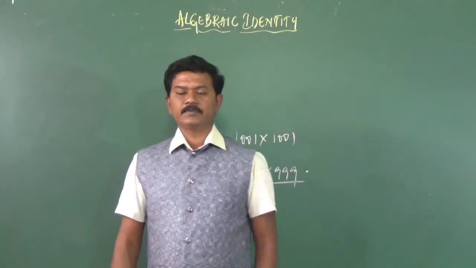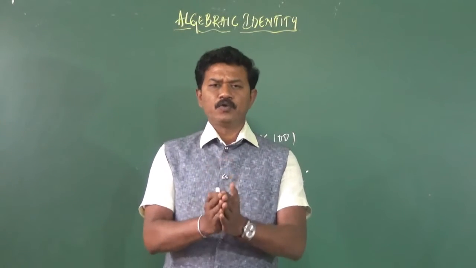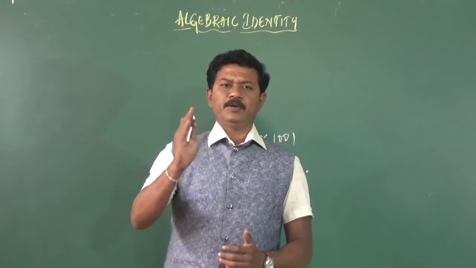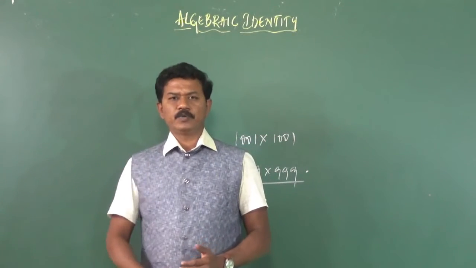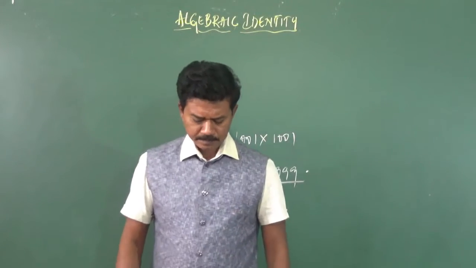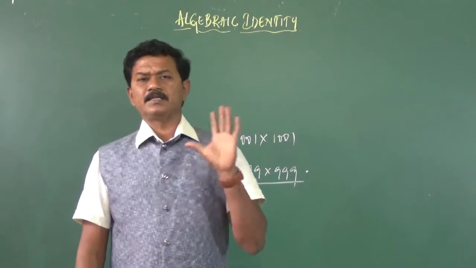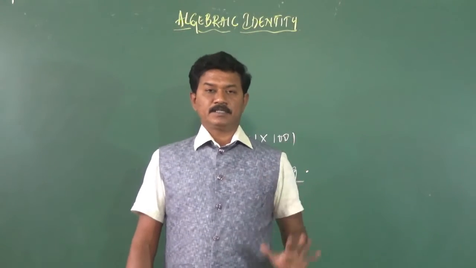So with these things we will enter into the first entity, which is a very famous algebraic entity, that is (a+b)^2 = a^2 + 2ab + b^2. So students, please remember this first. You should not learn these formulas by heart. You should remember this. That's very important.